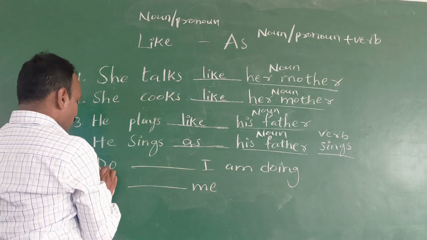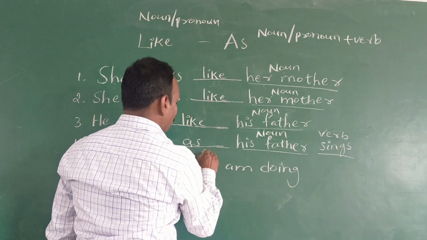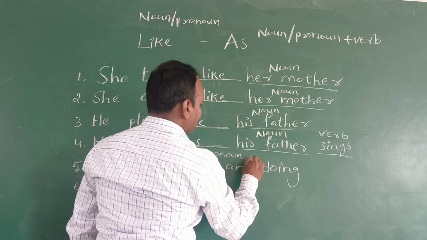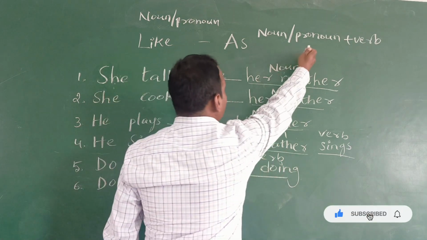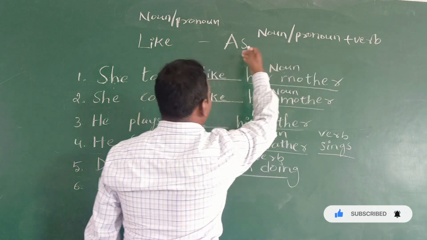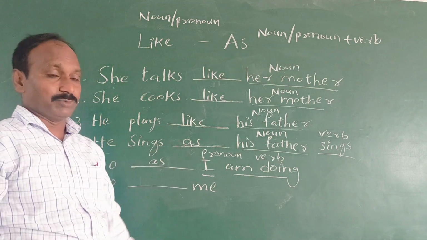Now fifth example. Do dash I am doing. So I is pronoun here and here I am doing is verb. So here we see pronoun and verb are followed by as. We have to use as. Do as I am doing.